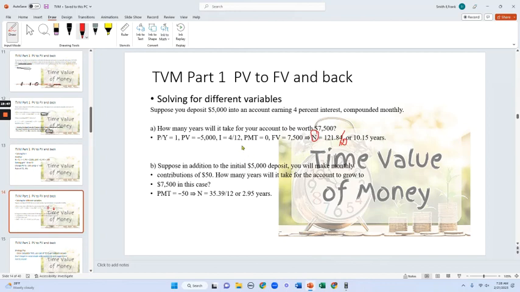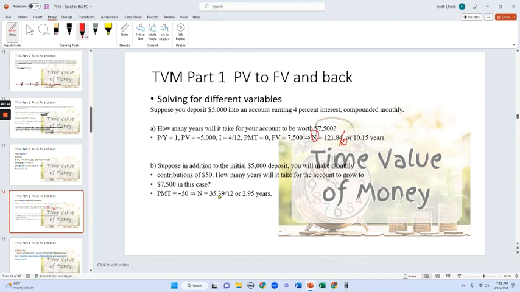So suppose in addition to the 5,000 you put in up here, you will make monthly contributions of $50. How many years will it take now? So the add-in here is that the payment is $50 a month, so you put in minus 50. You still have the minus 5,000 you put in. You still have the 4% monthly out there. So you put that in, and then you calculate what the N is, just adding a payment of minus $50.